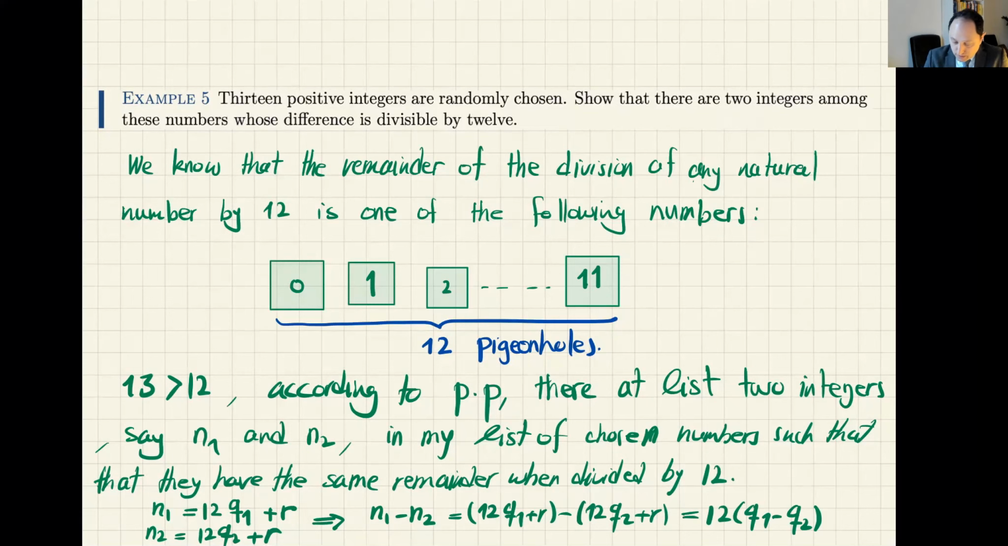Okay, so what does this mean? This means that the difference is a multiple of 12. When you say that the difference is a multiple of 12, it means that the difference is divisible by 12. So this implies that 12 divides this difference. And that's exactly what we wanted to show. We wanted to show that there is a pair of integers in my list so that the difference is divisible by 12.